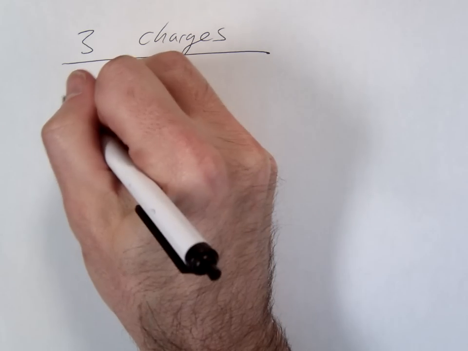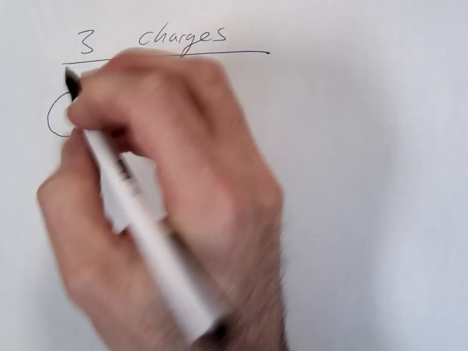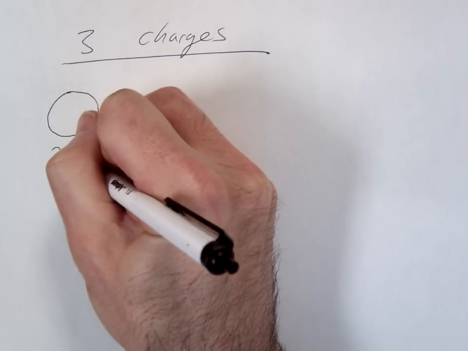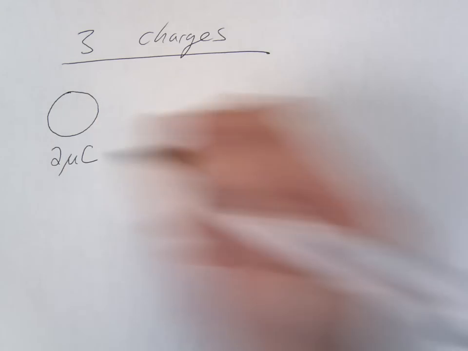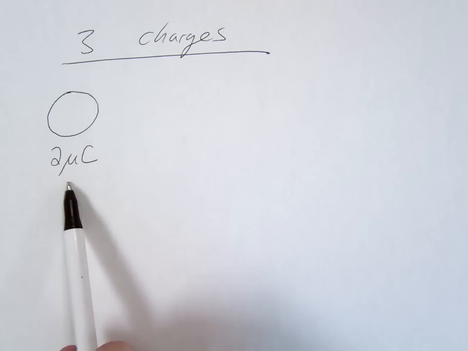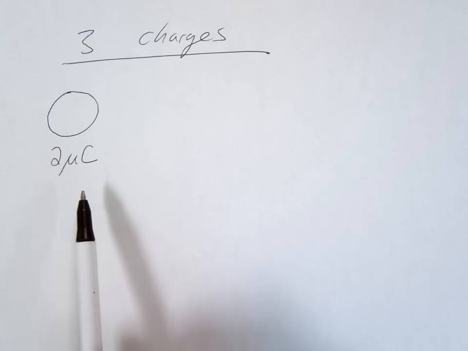So let's say, for example, we're going to have one charge. Let's say this one is 2 microcoulombs. So this is a very common prefix that you'll see for these types of problems. Micro is, anyone know how much micro is? 1,000? It's not 1,000. 100? It's not 100, that's no. Centi. It's 1,000,000th. Yeah, 1,000,000th.